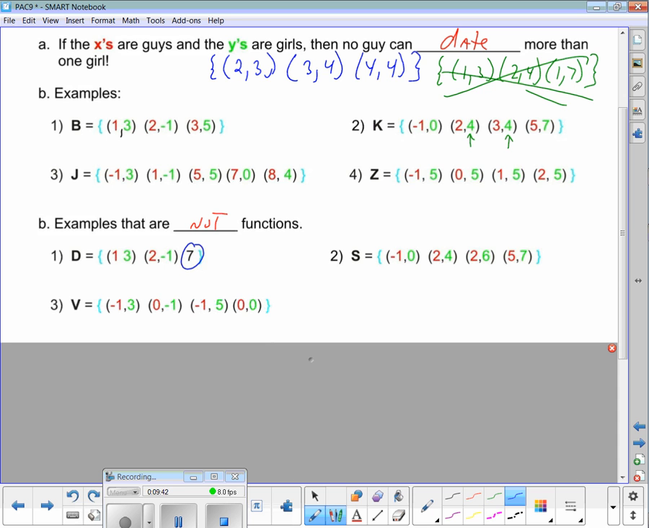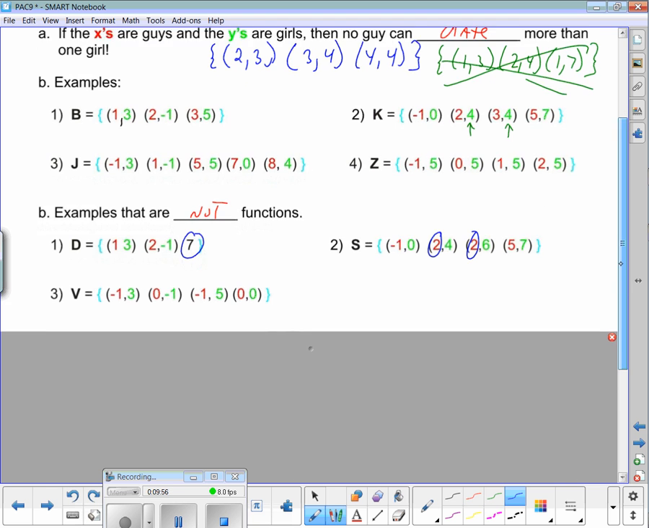Number 2, what's the problem? Raquel? Yeah, guy 2 is two-timing. He wasn't happy with 4. He had to go and find 6 as well. Shame on him. It's expensive, too. Got to buy lots of stuff.